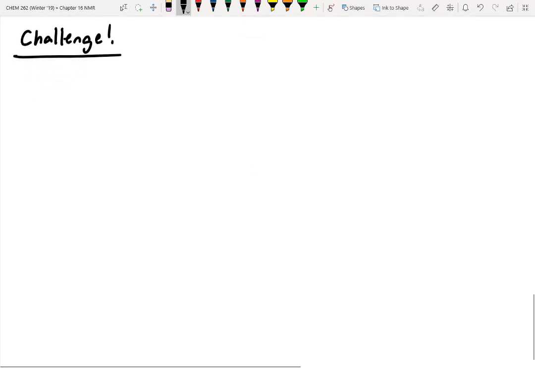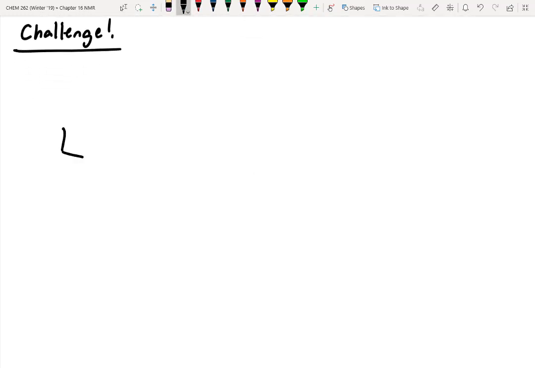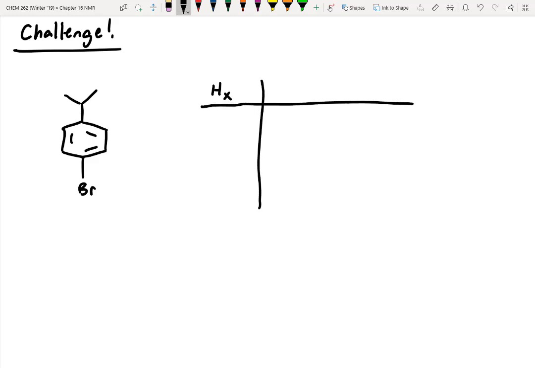Okay, so for this challenge problem, let's do it this way. We'll do a bromine there. What I want you to do is to make a predictive table, kind of like we did in that last example, where we determine the number of unique protons, their relative integration, and their multiplicity, meaning what will the signal be split as?